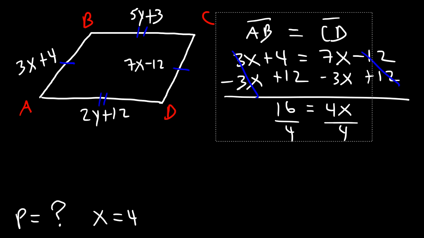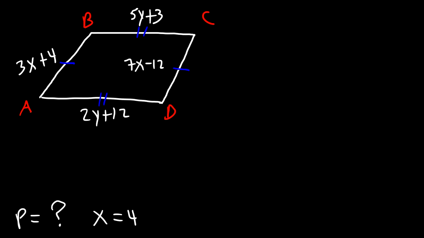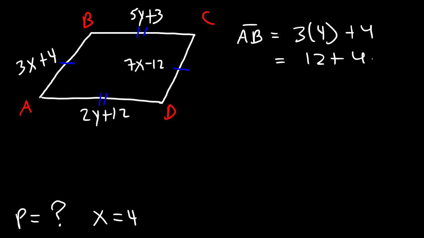Now, if x is equal to 4, we can calculate the measure of side AB. So AB is 3x plus 4, so that's going to be 3 times 4 plus 4. And so this is 12 plus 4, which is 16. So CD and AB, they're both equal to 16, since they're congruent to each other.